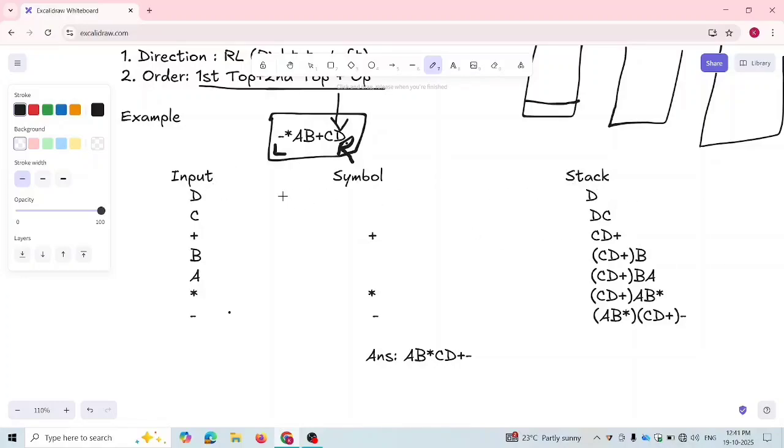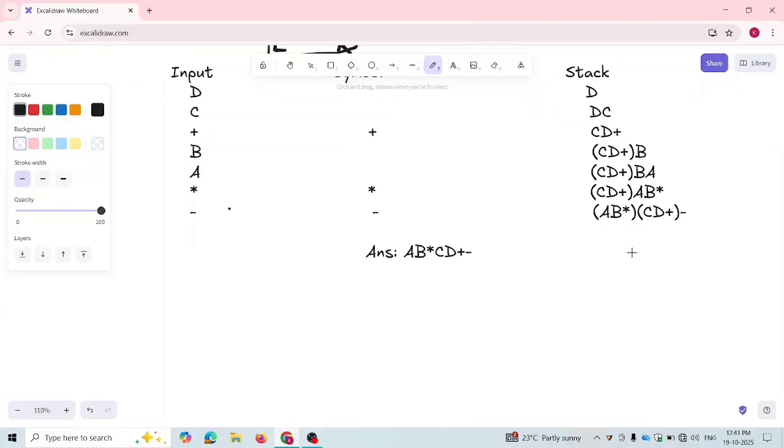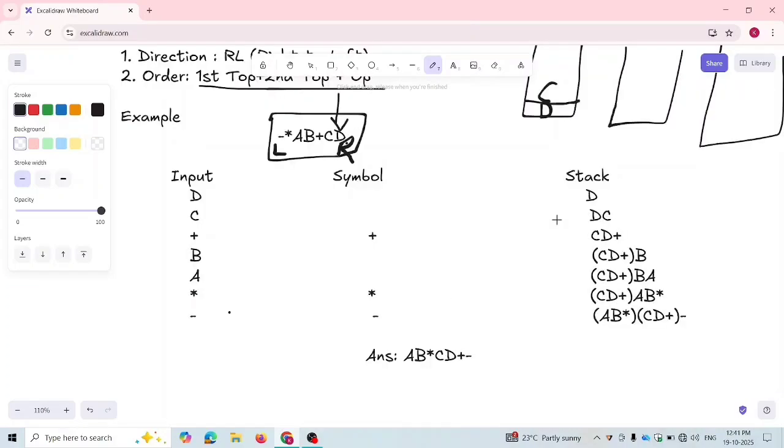Push the operand into the stack. D has been pushed over here. Then you have C, which you will also push. First you have D, then C, right? In the same manner I am doing it over here. Okay, D is done, C is done.